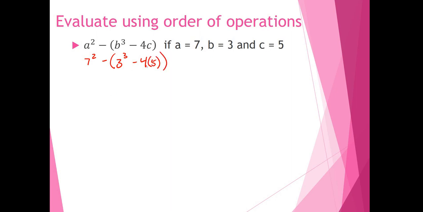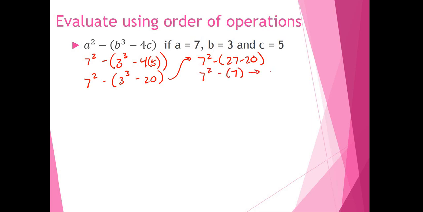So again, working inside the parentheses. So inside the parentheses, there's a few things I can do. I've got 3 cubed minus 20, and I'm going to work over here because I know I have more problems coming. So 7 squared minus, still working inside the parentheses, 27 minus 20. So even though I've done an exponent, I'm not going to do this exponent until I finish all of my parentheses. Now I can do my 7 squared, and I get 42.